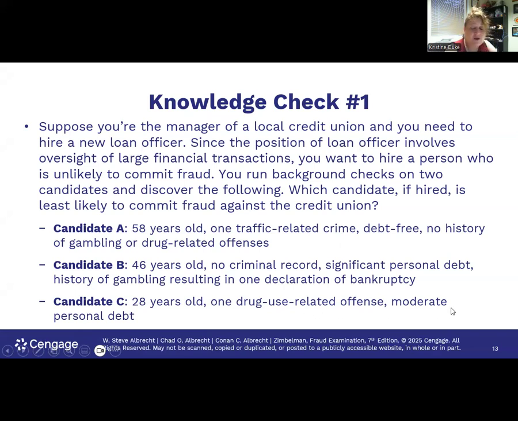28 years old, the drug use. I knew a person one time who got hired into a position way up before I got hired with the same company, and I found out there were some reasons what happened. And somebody said something to me, well, you know, they've done their time for the crime. And I said, I don't care.